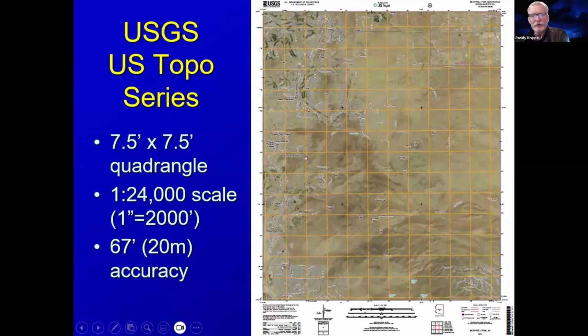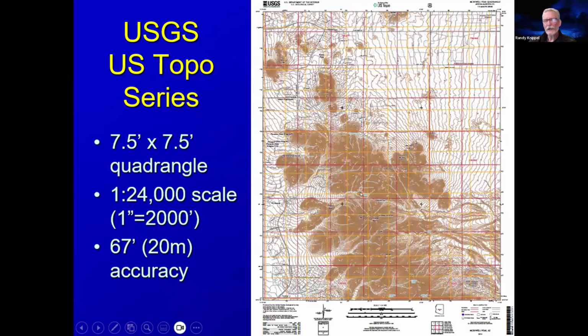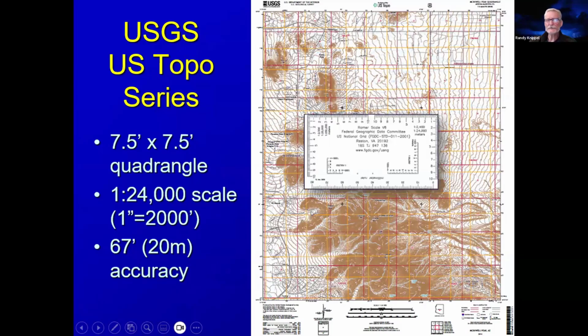There are maps available for the entire U.S. that support the U.S. National Grid. This is the USGS US Topo series. They actually have PDF files that you can download. Here you can see an air photo, but there are also contours. They're 7.5 minutes by 7.5 minutes, 1 to 24,000 scale, approximately 20 meters of accuracy. And you can use something like these grid readers that are available to be able to measure within each of those grid squares on the map.